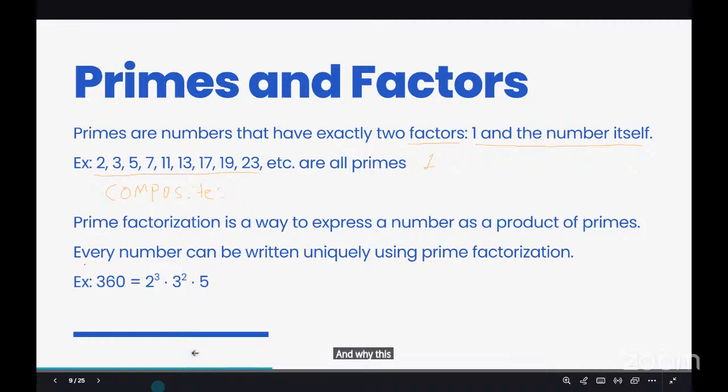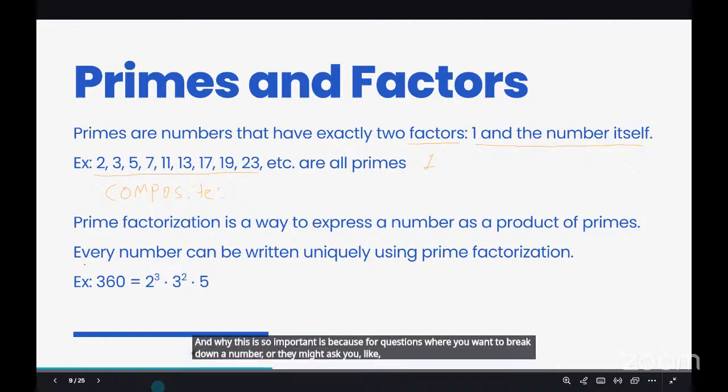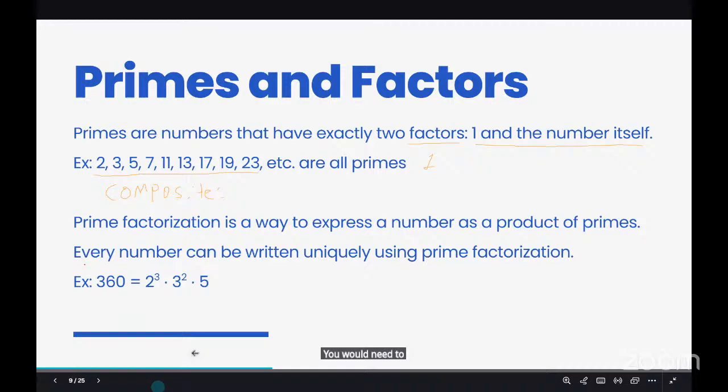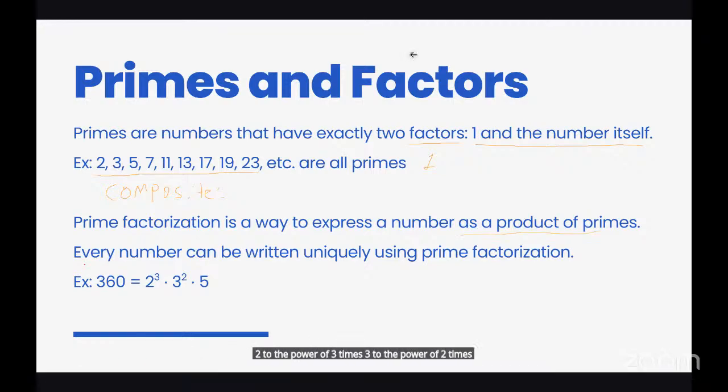Why this is so important is that for questions where you want to break down a number, or they might ask you whether you have a product of this, and what those products can add up to, you can't really eyeball those types of questions. You would need to use prime factorization to solve them. For example, if you wanted to break down the number 360, using prime factorization it's 2 to the power of 3 times 3 to the power of 2 times 5. How we reach this conclusion is what I'm going to explain. But as you can see, the number is deconstructed through bases of primes.